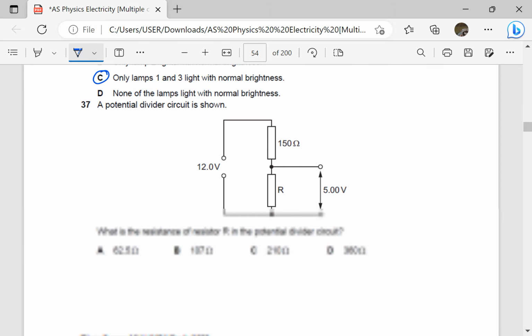A potential divider circuit is shown. What is the resistance of resistor R in the potential divider circuit? That is very simple.